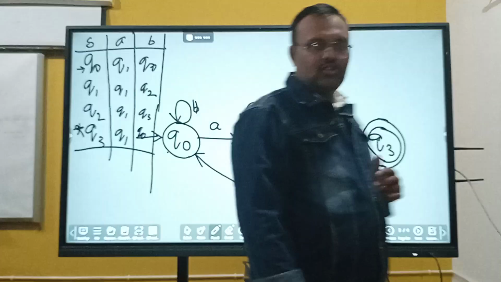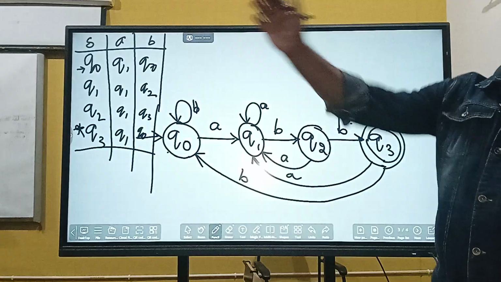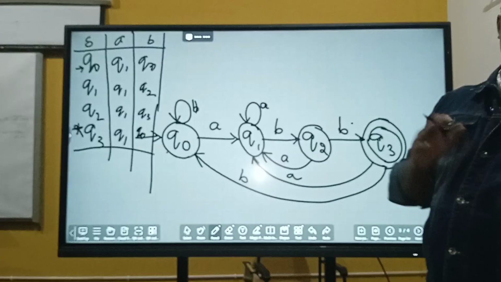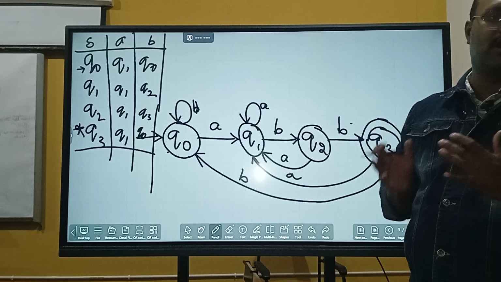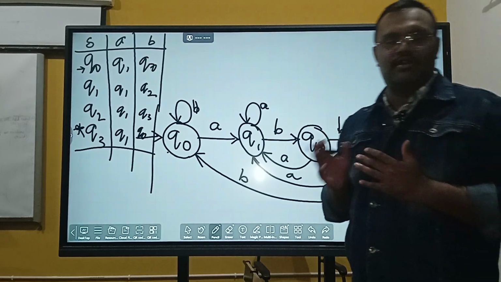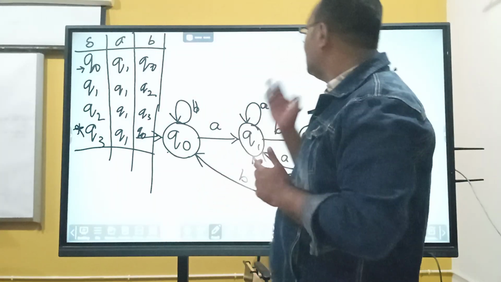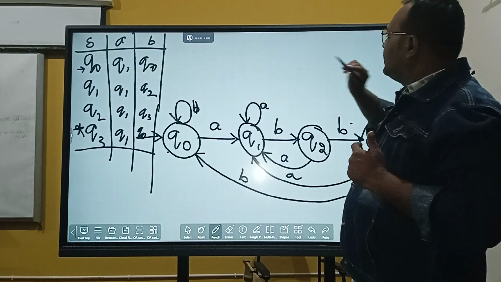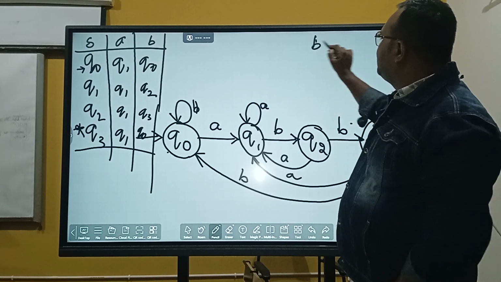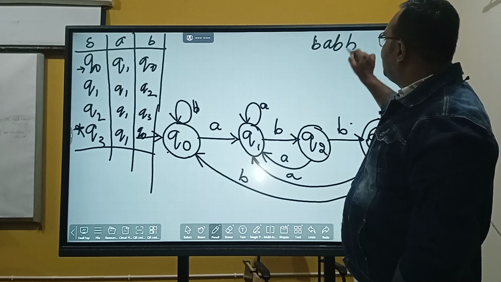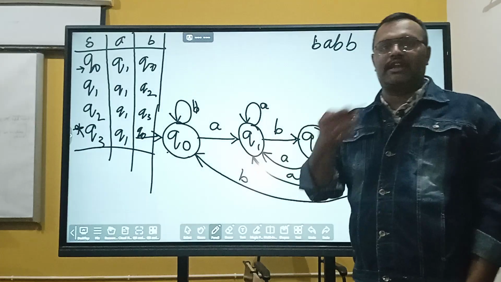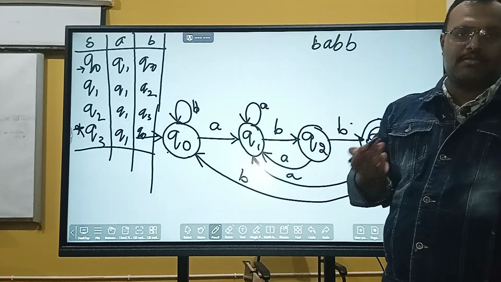After all this, you should also mention whether the given string is accepted or rejected. So I'll tell you quickly how to tell whether the given string is accepted or rejected. Let us take an example. Suppose I take B, A, B, B. Should it be accepted or rejected? Obviously, it should get accepted because it is ending with A, B, B.